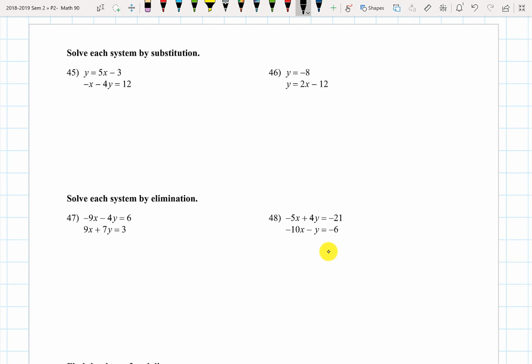Okay, now let's get to the algebra here. Okay, so you got to solve by substitution and then elimination. So on this one here, we're going to substitute y equals 5x minus 3. We've got y, we know it's 5x minus 3, and we substitute it in for y. And so I get negative x minus 4 times y, which is 5x minus 3. All right, and that's equal to 12.